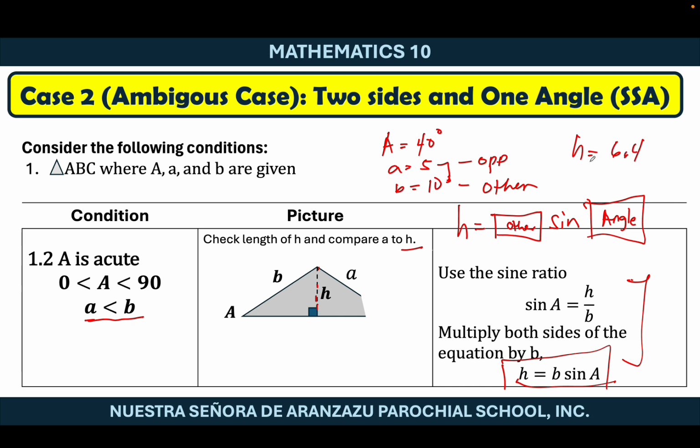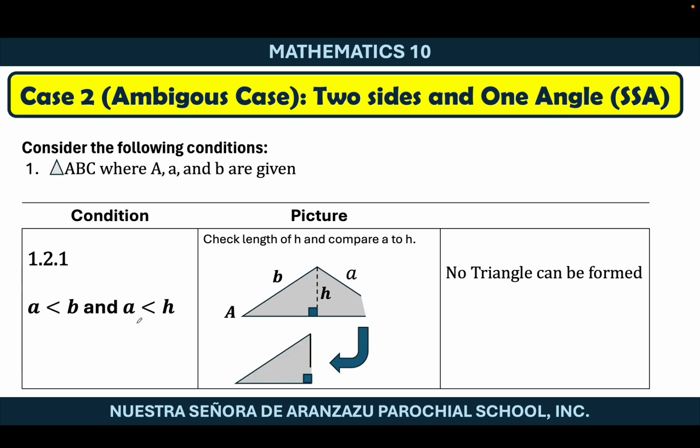You are going to compare it to the opposite side. Now, ano ang relationship ni opposite side compared to your height? Now, as you can see, the opposite side is less than your height. Tama ba? So, kapag mas maliit yung value ni opposite side compared to your height, then no triangle can be formed. Wala kang mabubuong triangle doon. Ito yung illustration niya. So, kung mas maliit itong si a compared to your height, hindi siya aabot, hindi siya makakabuo ng triangle. Okay? Malinaw ba?